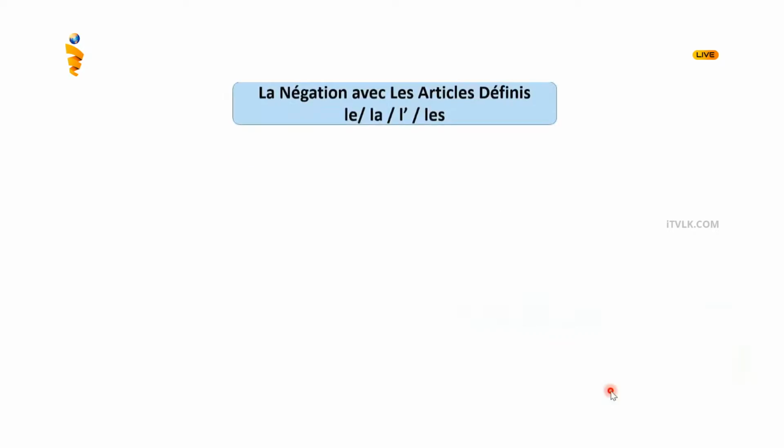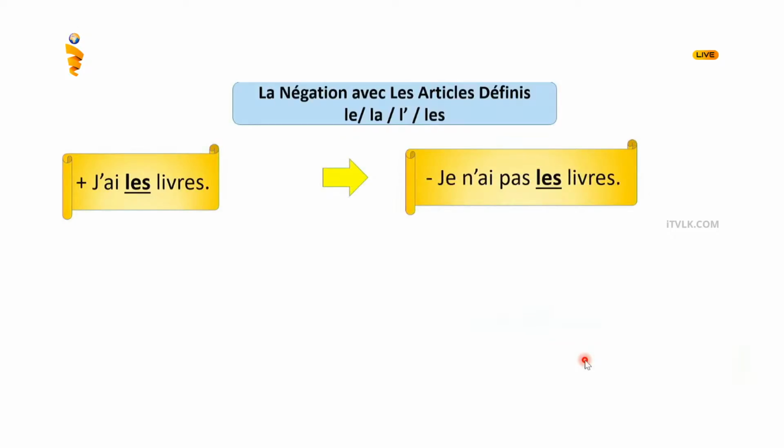Now we'll go to another set of articles, that is la négation avec les articles définis. That means le, la, l', les. Look at my example. J'ai les livres. I have the books. What happens in negation? Je n'ai pas les livres. No change at all. We didn't change les into de. Here you can see before and after the conjugated verb, I had placed ne and pas.